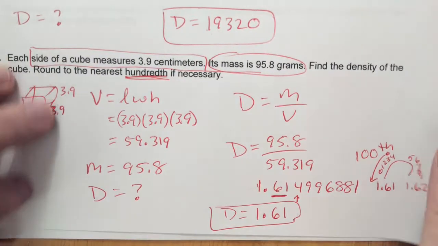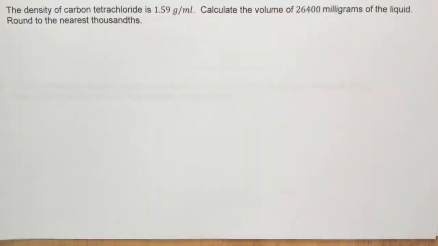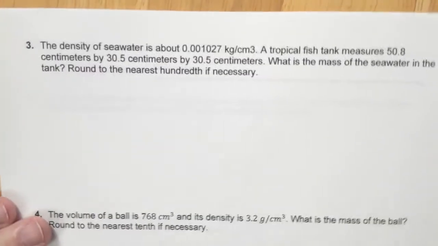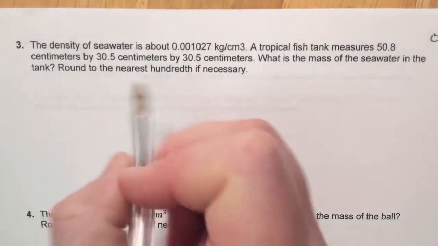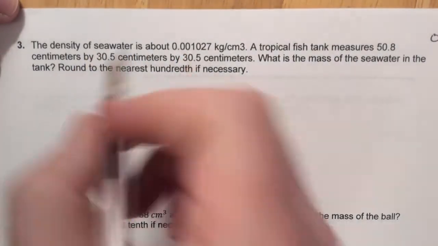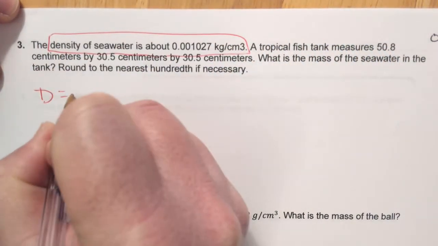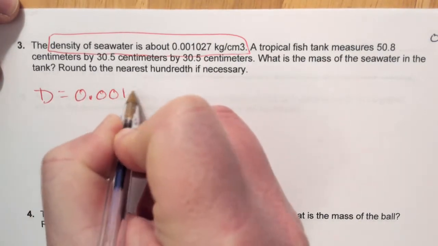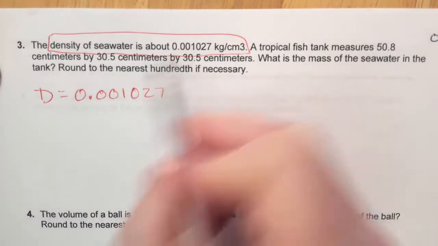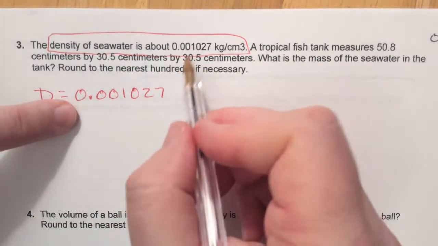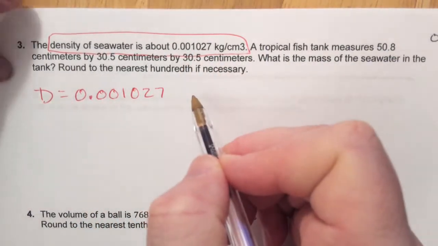Excellent. All right, let's go to number 3. Okay, so next page. Okay, the density of seawater is this. So D equals that crazy number. And double check it. Make sure you didn't drop any zeros or switch any numbers. That happens all the time.